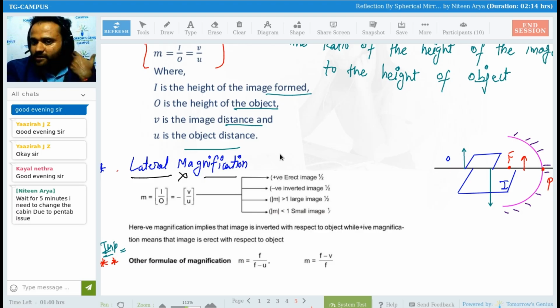So what is an aerial magnification? Now you can see aerial magnification is nothing but the multiplication of lateral magnifications, because that is one lateral magnification, that is another lateral magnification. Clear? And the proper formula of aerial magnification, here it is.